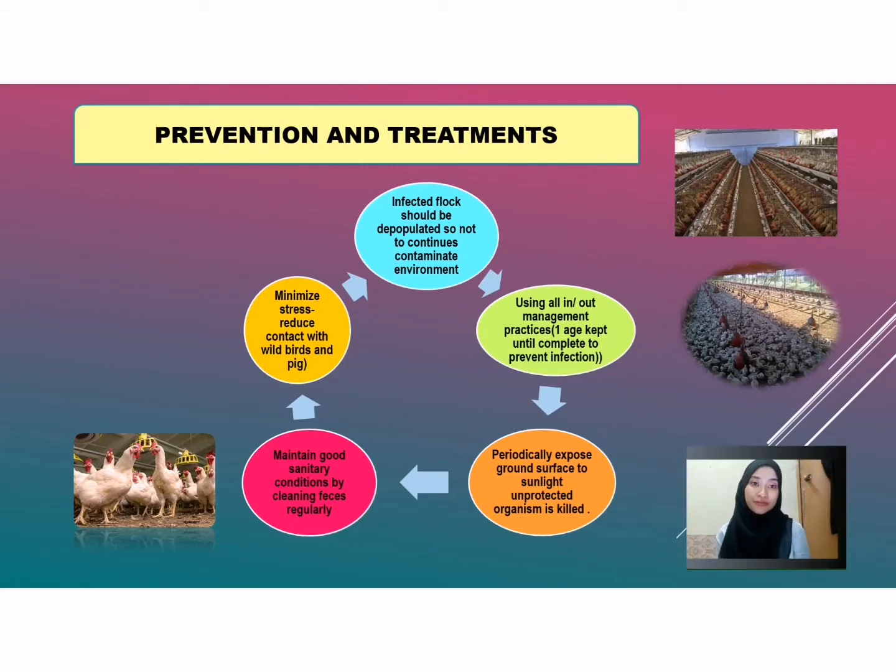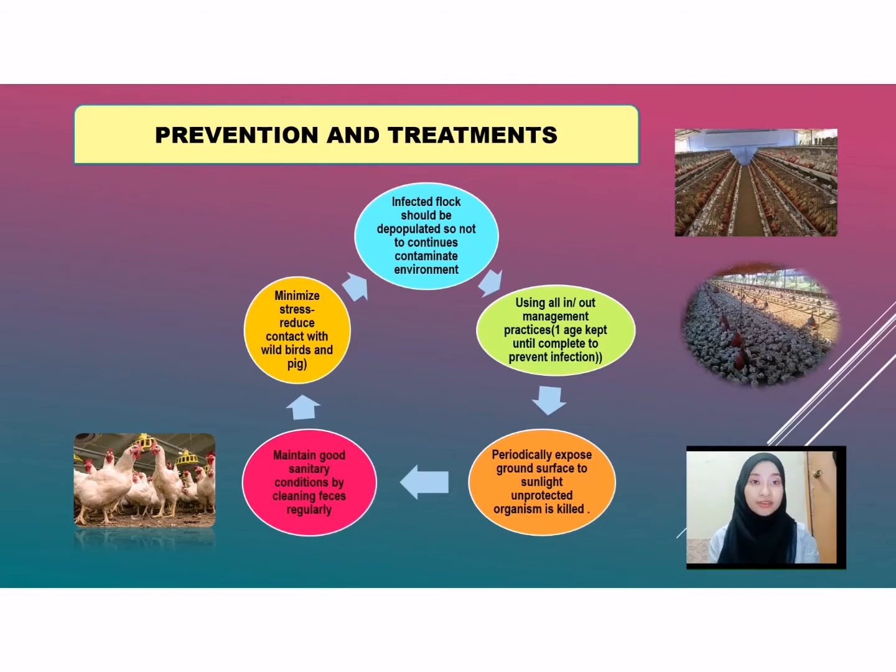First things first, to prevent avian tuberculosis, the infected flock should be depopulated so as not to continue to contaminate the environment. Using all-in, all-out management practices, in which eggs are kept until complete production and then they are populated after that.